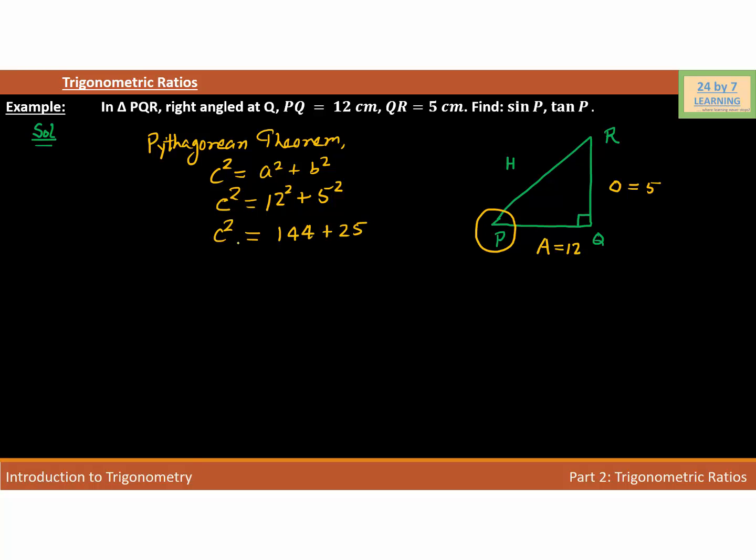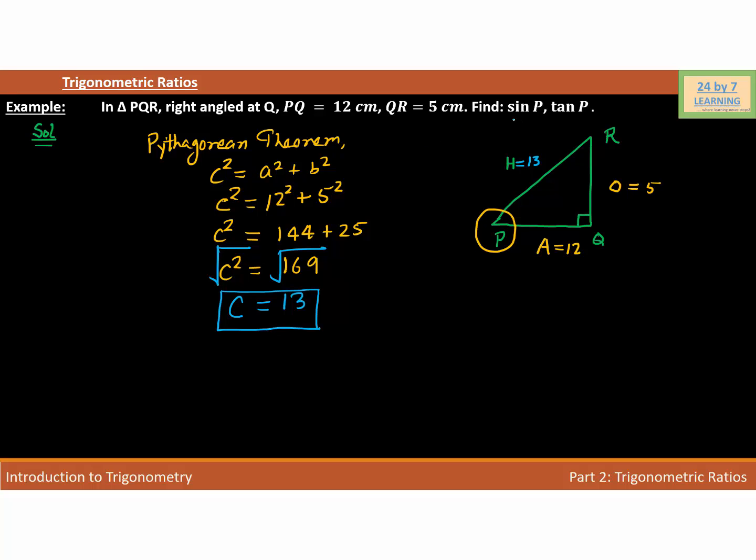So the square of 12 is 144 and the square of 5 is 25. So I got C squared is equal to 144 plus 25. If I add these two numbers together, I will get C squared is equal to 169. Now let's find the square root on both sides. So the square root of C squared is C, which is equal to the square root of 169, which is 13. So basically my missing side, the hypotenuse, is 13 centimeters. So I will write my hypotenuse as 13.